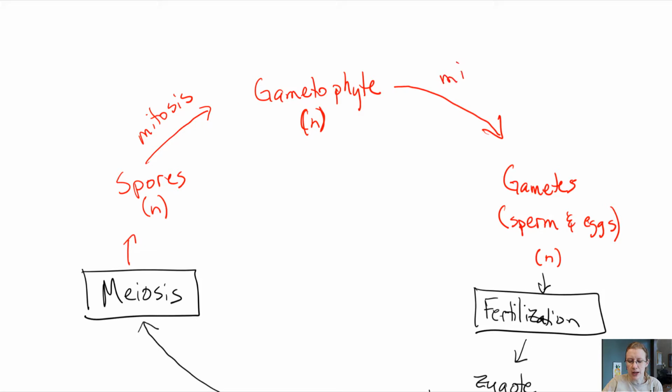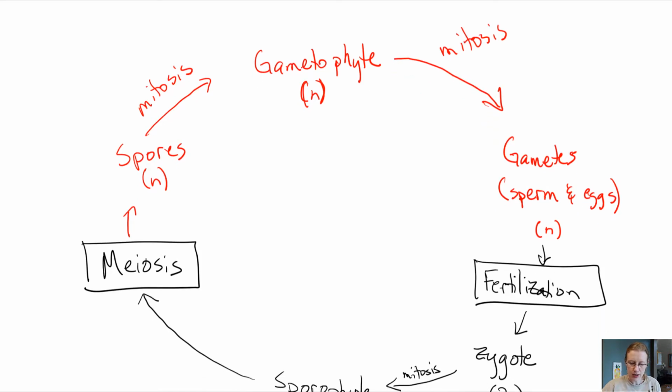This plant is doing mitosis in order to produce gametes. That's not fitting with what we've learned before. The reason for this is that the adult plant, the gametophyte, is already haploid, right? So there's no way to reduce the number of chromosomes even more. So it just undergoes normal cell division by mitosis in order to produce gametes. Okay, so that's the plant life cycle, alternation of generations.